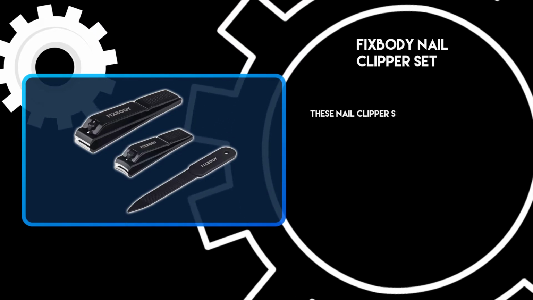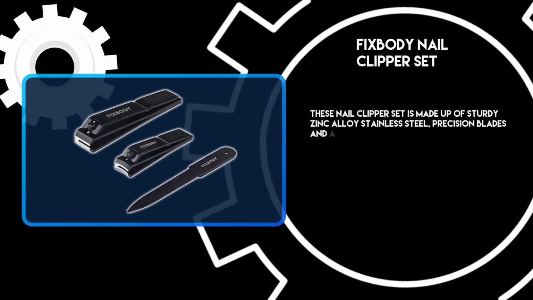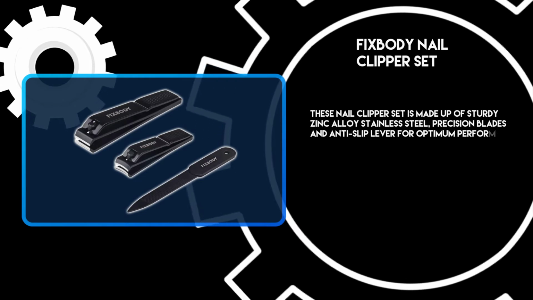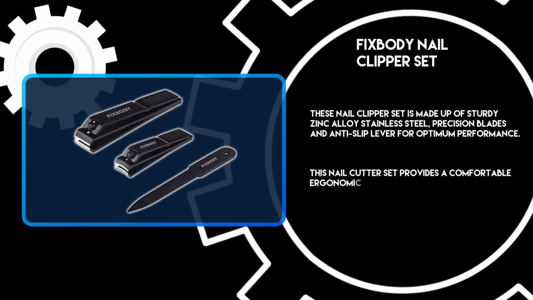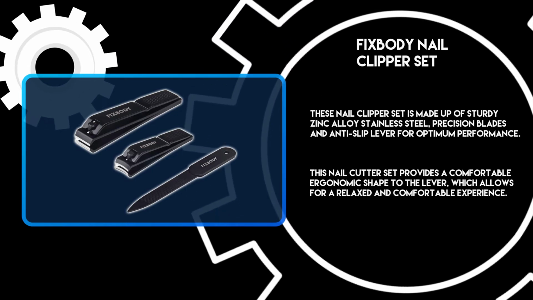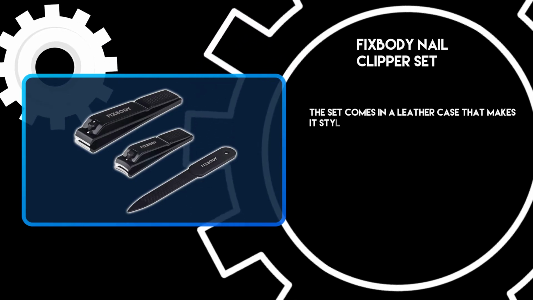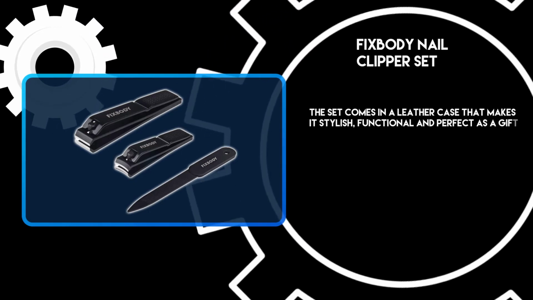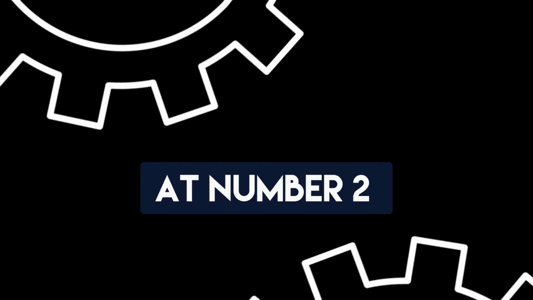This nail clipper set is made up of sturdy zinc alloy stainless steel, precision blades and anti-slip lever for optimum performance. This nail cutter set provides a comfortable ergonomic shape to the lever, which allows for a relaxed and comfortable experience. The set comes in a leather case that makes it stylish, functional and perfect as a gift for friends and family.